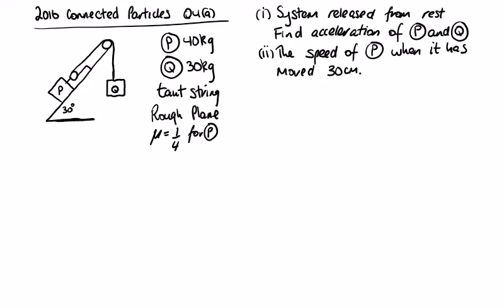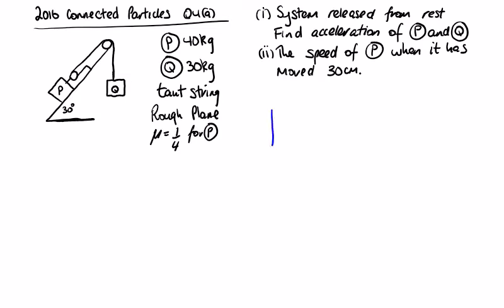The coefficient of friction between P and the inclined plane is 1/4. Q is hanging freely. The system is released from rest. Find 1, the acceleration of P and the acceleration of Q. And then the second part of this question, we're asked to find the speed of P when it has moved 30 centimeters. Okay, let's look at some diagrams here.